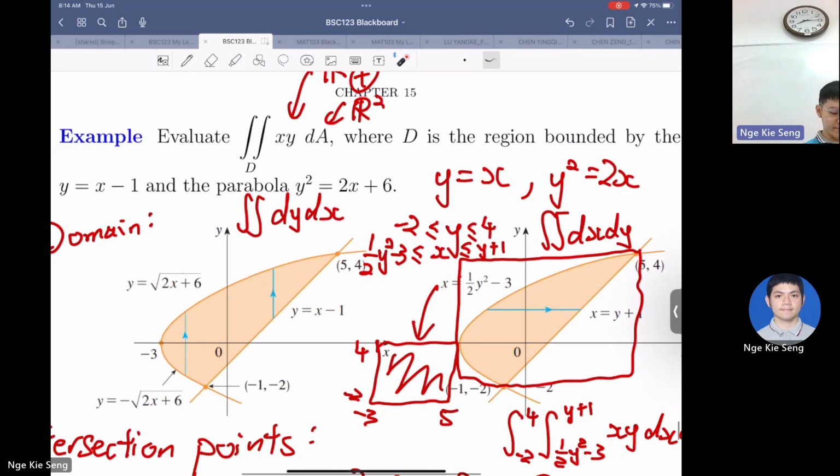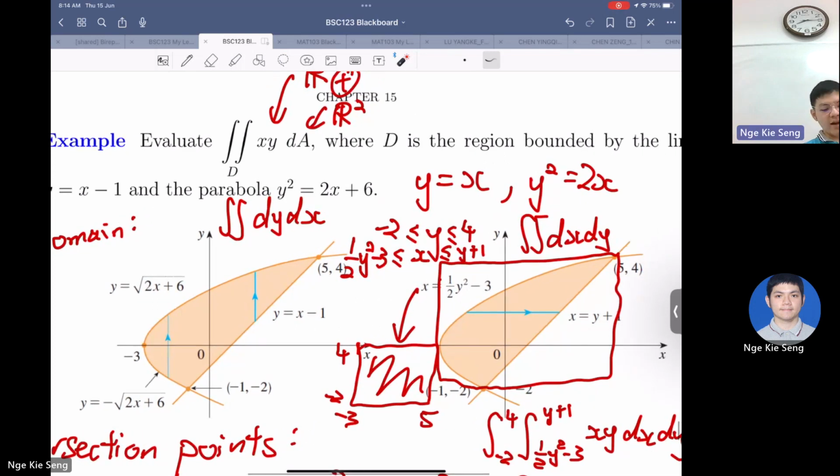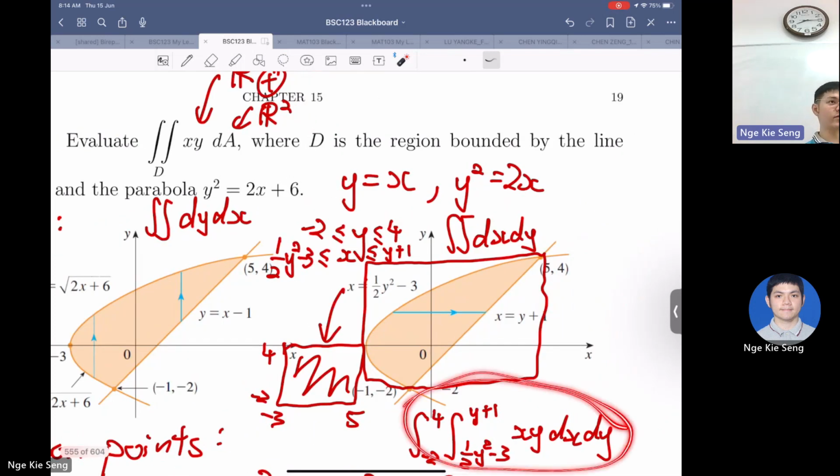Okay, I let you try. Let's compute this integral. I give you three minutes. Compute this integral, and then check that you get the answer to this integral here.